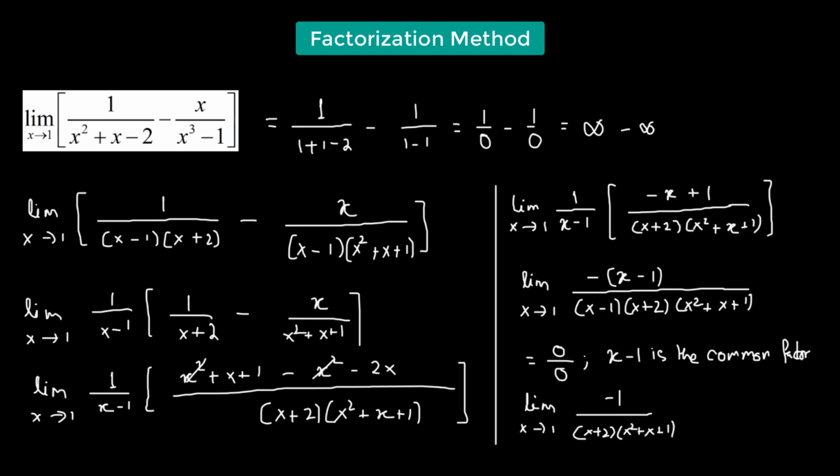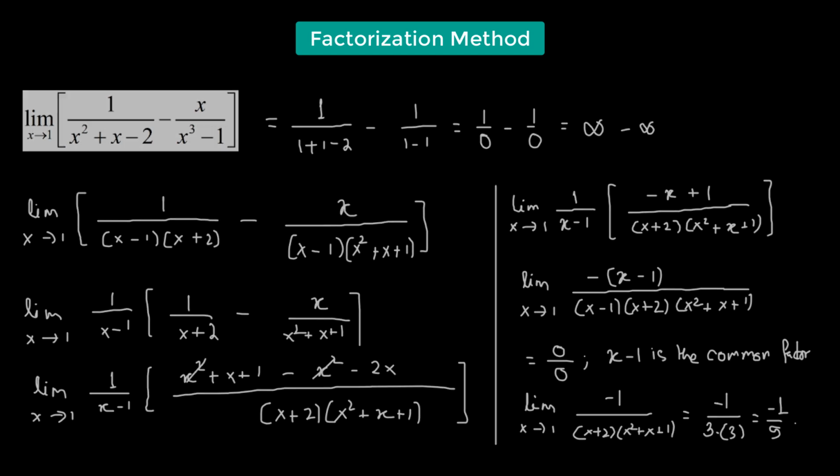Now we are going to substitute the value of x. So we have negative 1 over, so 1 plus 2 is going to be 3. Multiply to 1 plus 1 plus 1, which is 3. So that gives us negative 1 over 9. So this is going to be the limiting value of the given function when x approaches 1.